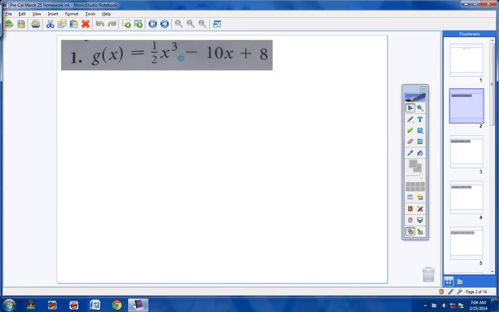Numbers 1 through 9, we're determining the lead coefficient, the degree, and then classify the polynomial. Okay, so let's go ahead and get started.